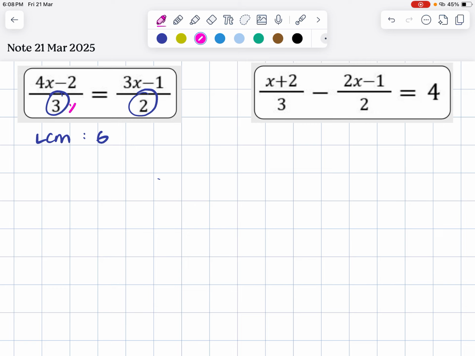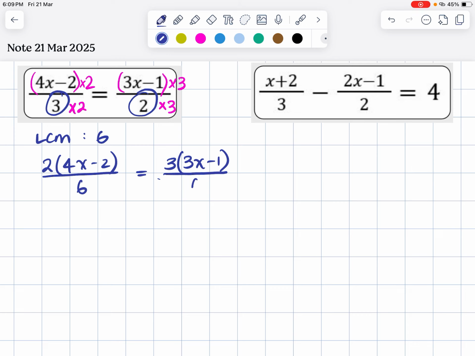What do I multiply 3 by to get to 6? I times it by 2. And what I do to the denominator, I have to do to the numerator. Same thing on the right hand side of the equal sign. What do I do to the 2 to get to 6? I've got to times it by 3. And what I do to the denominator, I have to do to the numerator. So if we tidy this up a little bit now, I'm going to get 2 times 4x minus 2, all divided by 6, being equal to 3 times 3x minus 1, all divided by 6.